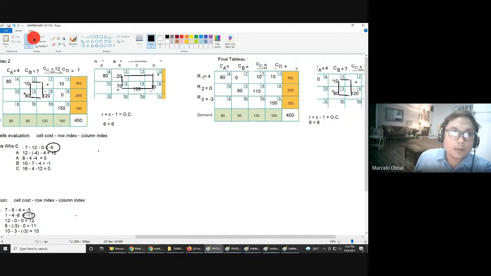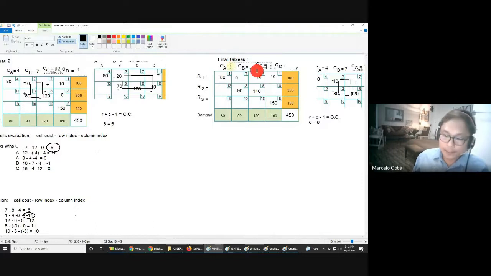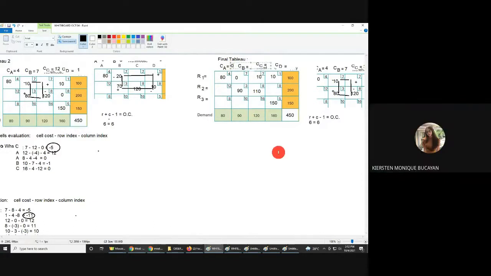Okay, so I will remove the value in the indices. Okay? So column, sabi ni Kirsten. Okay? Kirsten, paki-assist na lang, Kirsten. So, may laman na po, yung sir.